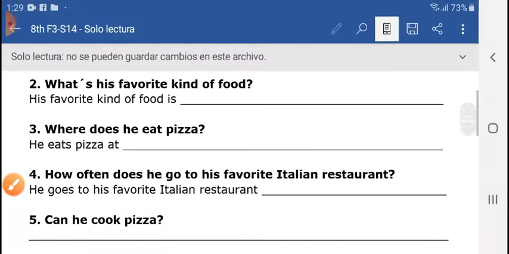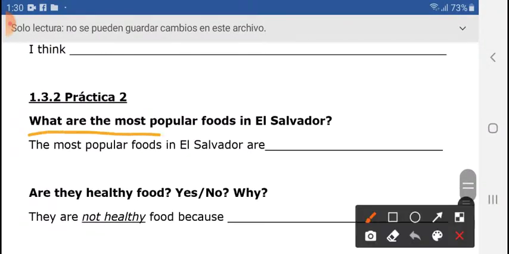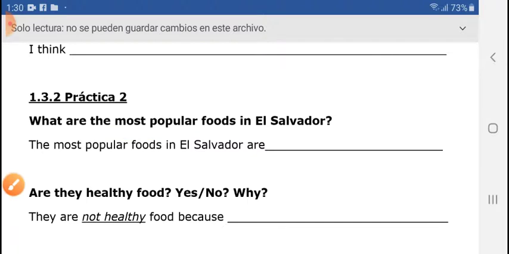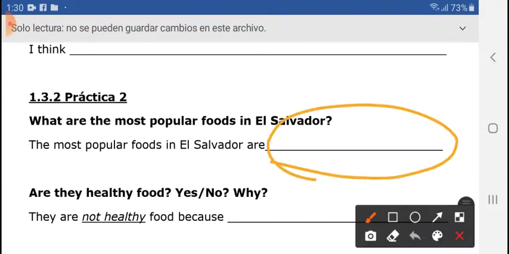De nuevo, vamos a ver aquí cómo poder responder. What are the most popular foods in El Salvador? Esa es la question, la pregunta, and the answer. The most popular foods in El Salvador are... Y usted escribe el resto de respuestas, yes?